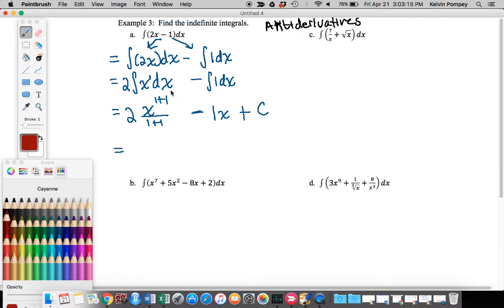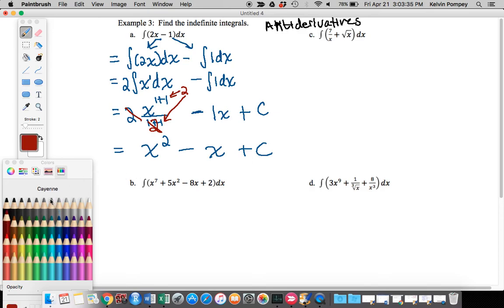Notice here that this numerator equals 2 and this denominator equals 2, right? Because this denominator equals 2, it cancels with that 2 there, and I'm going to be left with x squared minus x plus c. All right.